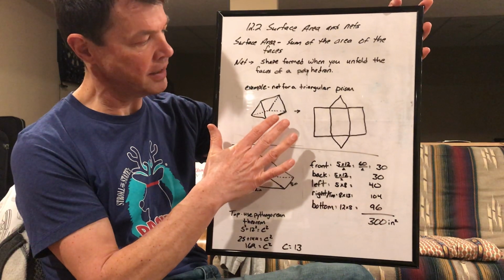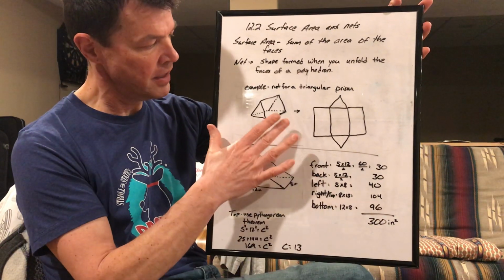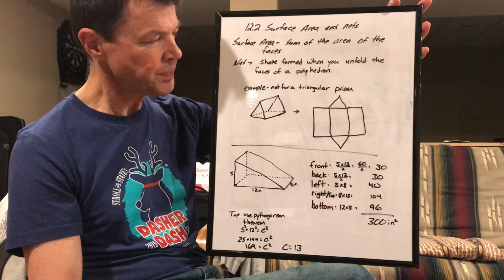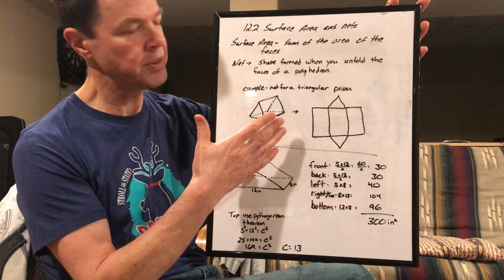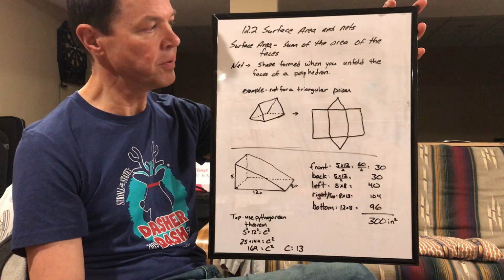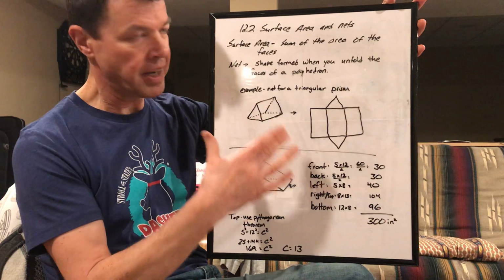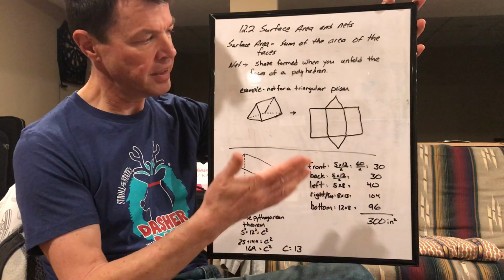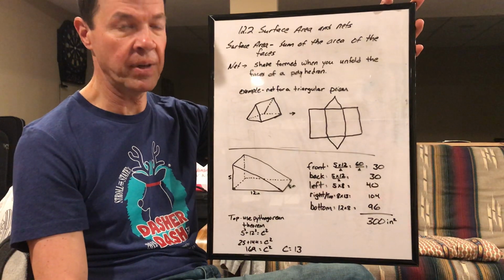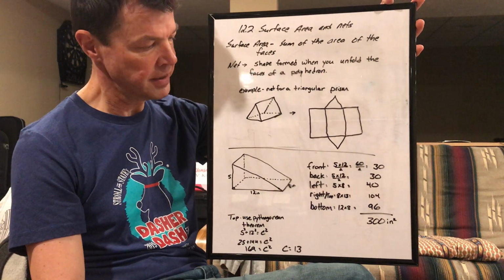And this is a net. The second thing that we're talking about is a net. You can see it, it's a triangular prism. Basically a net is, if this was a cardboard box or whatever kind of shape it is, if you were to cut the edges off, unfold it, lay it flat on the ground, that's what you're going to end up with. That's the shape that you're going to be looking at.